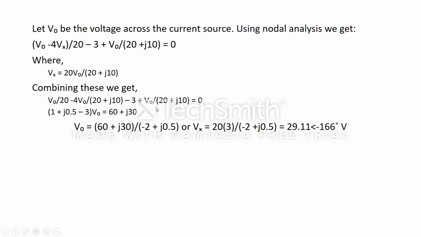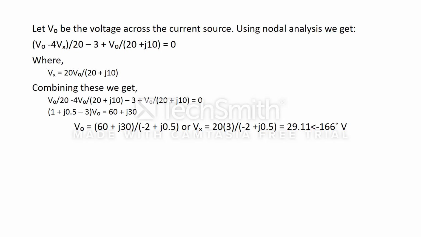Further solving this linear equation, we get V naught equals 60 plus J30 divided by minus 2 plus J into 0.5, which gives us Vx equals 20 into 3 divided by minus 2 plus J into 0.5, which gives a magnitude of 29.11 volts and a phase angle of minus 66 degrees. So this is the final answer that we have obtained, and yeah guys, that's it.